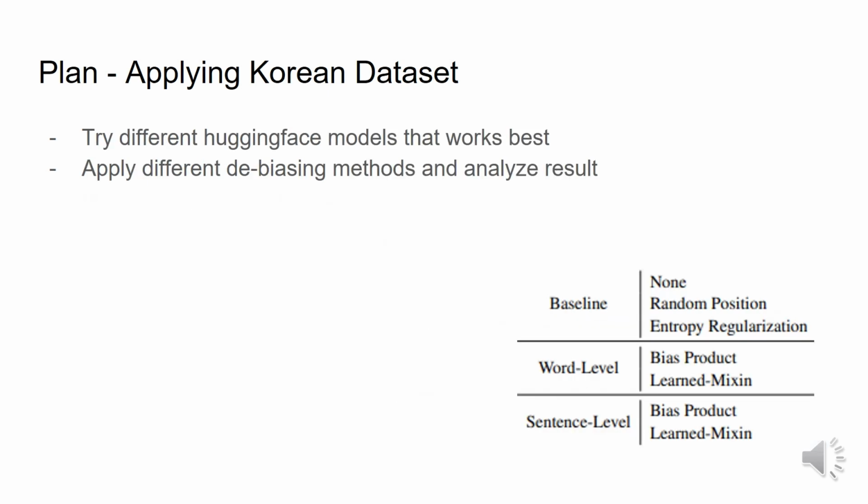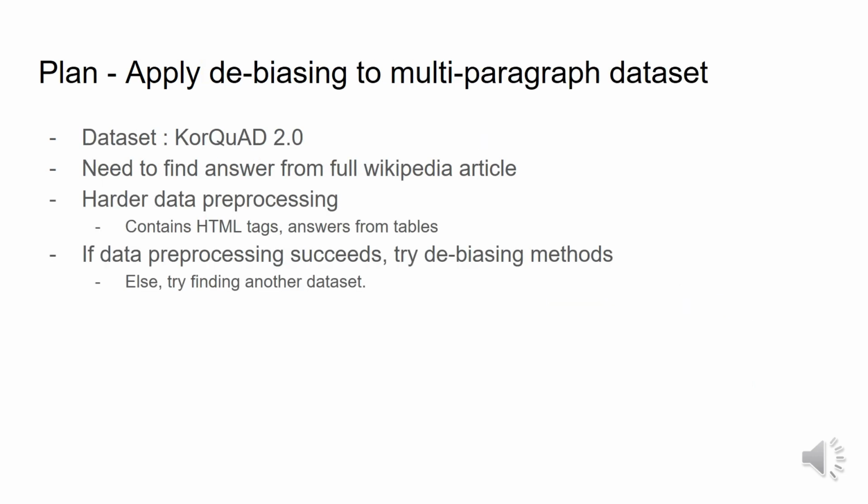After pre-processing the KorQuAD dataset, we will try different Korean BERT-based models from Hugging Face that work best with the proposed method of the original paper. For each of the models, we will conduct experiments on the baseline, word-level debiasing methods, and sentence-level debiasing methods. After that, we will try applying debiasing methods to a multi-paragraph dataset.